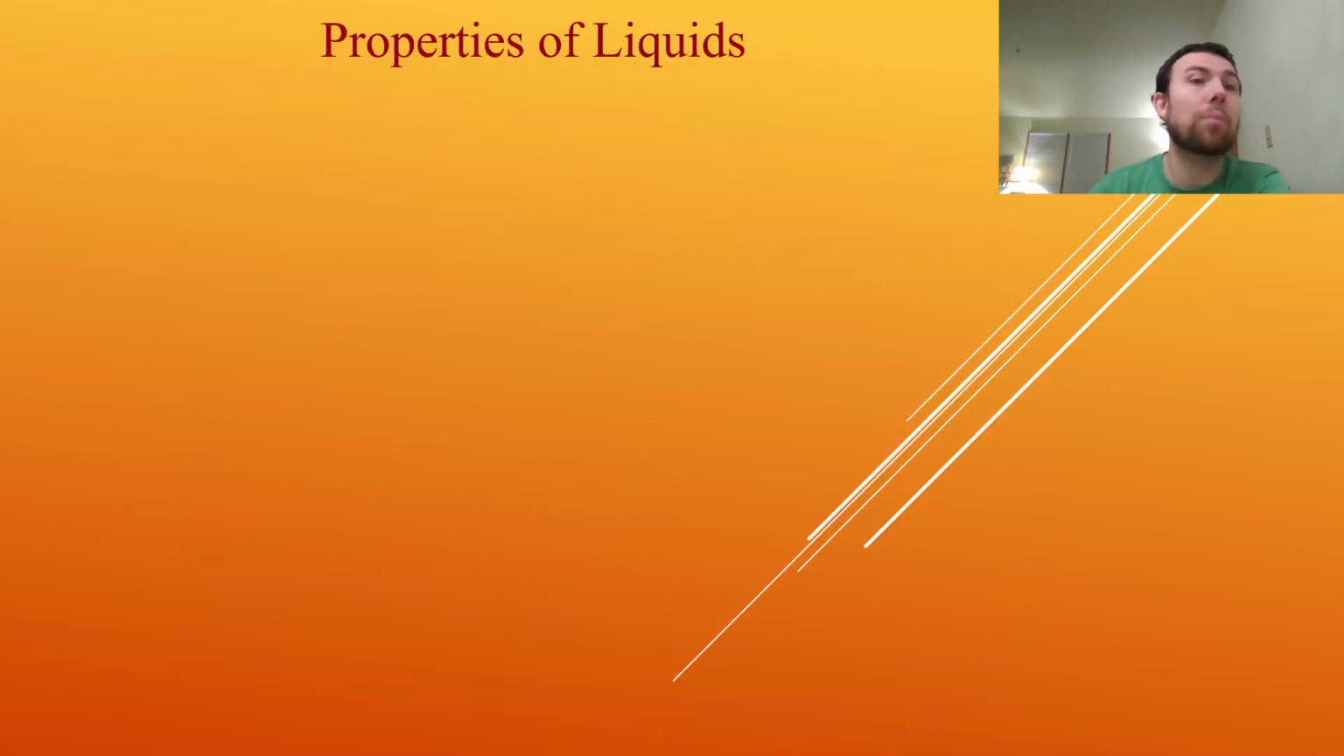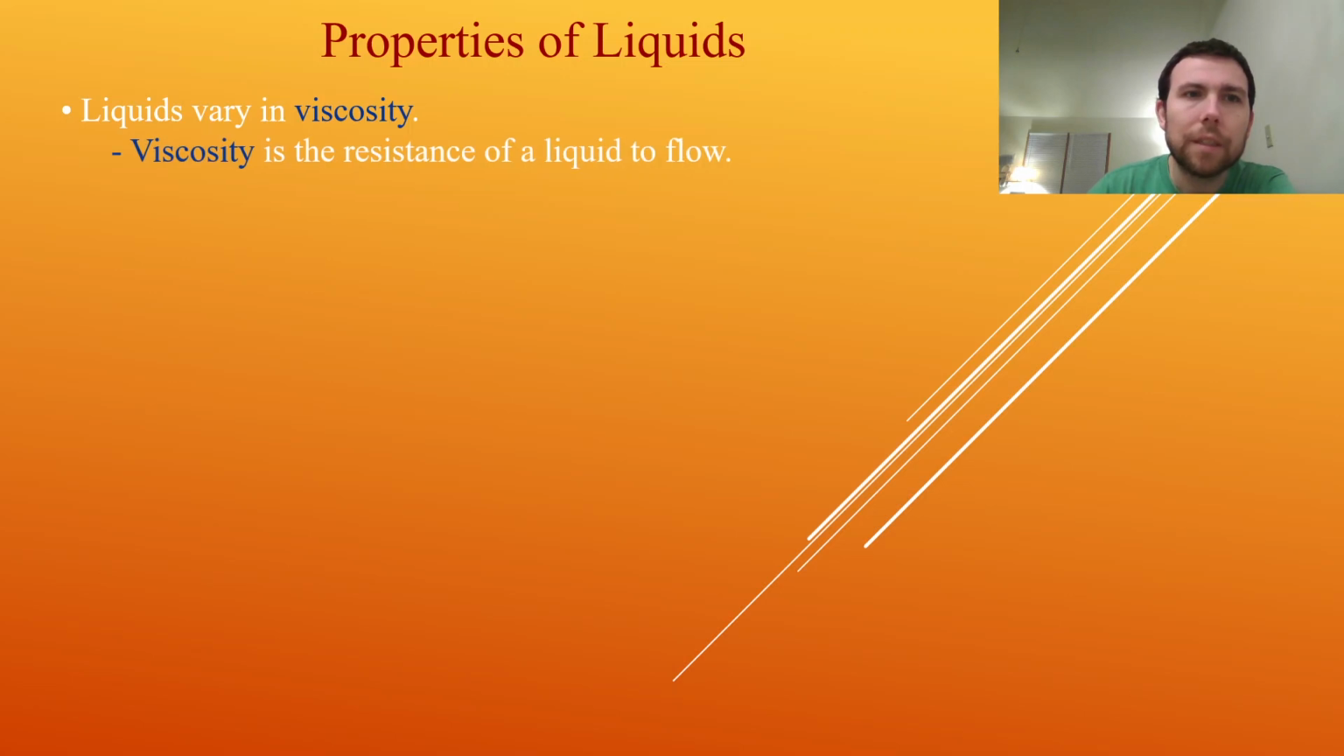Now, let's start by looking at properties of liquids. Liquids vary in viscosity. Viscosity essentially is a measure of the resistance of a liquid to flow. You've interacted with different liquids. Water, for example, has a relatively low viscosity. But syrup has a much higher viscosity, a much greater resistance to flow.